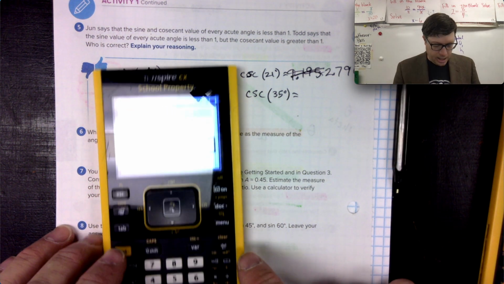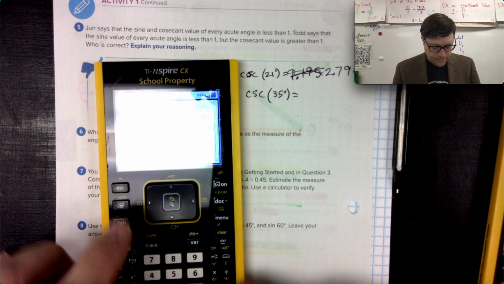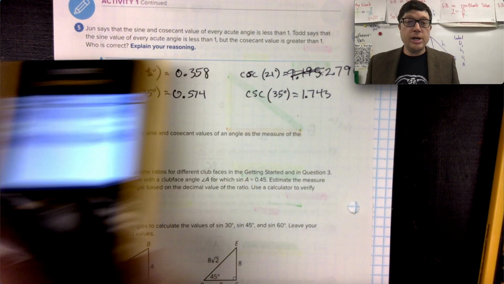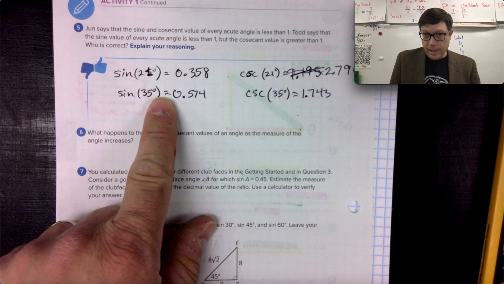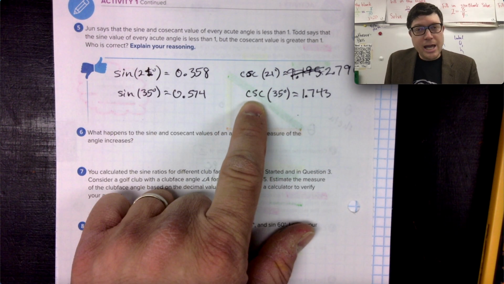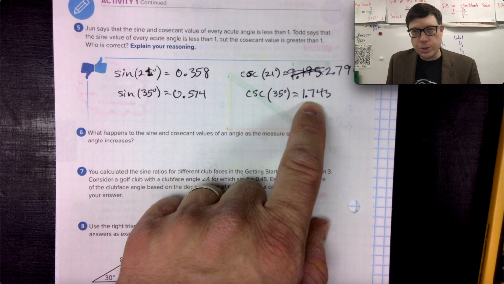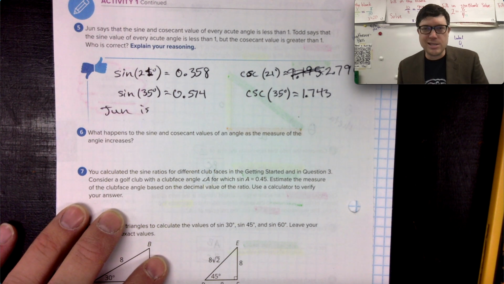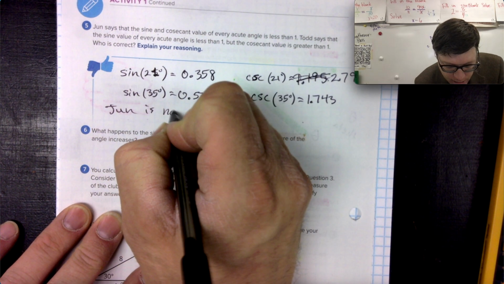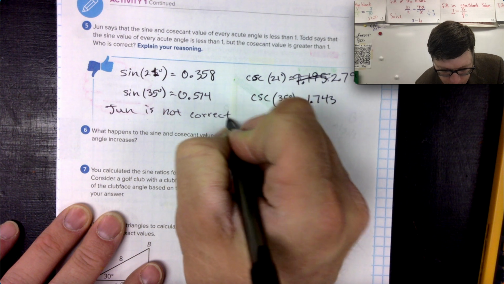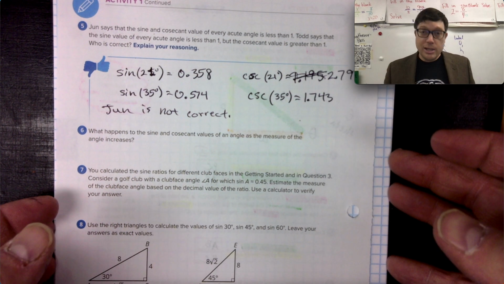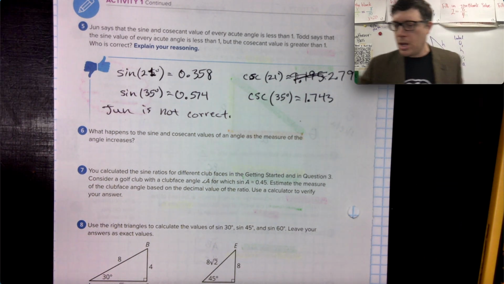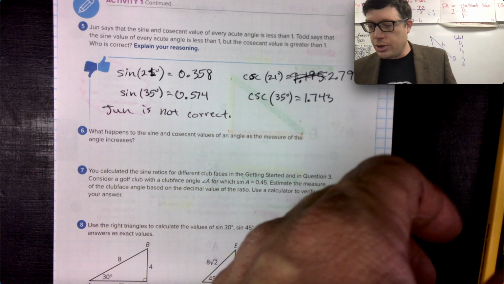Now, cosecant of 35 is 1.743. So here's a second example where June is right and Todd is right, but because cosecant of 35 degrees is bigger than 1, June is wrong. Wrong is such a harsh phrase, a harsh singular word, but we will establish not correct. June is not correct. Todd might be correct. Todd is probably correct.